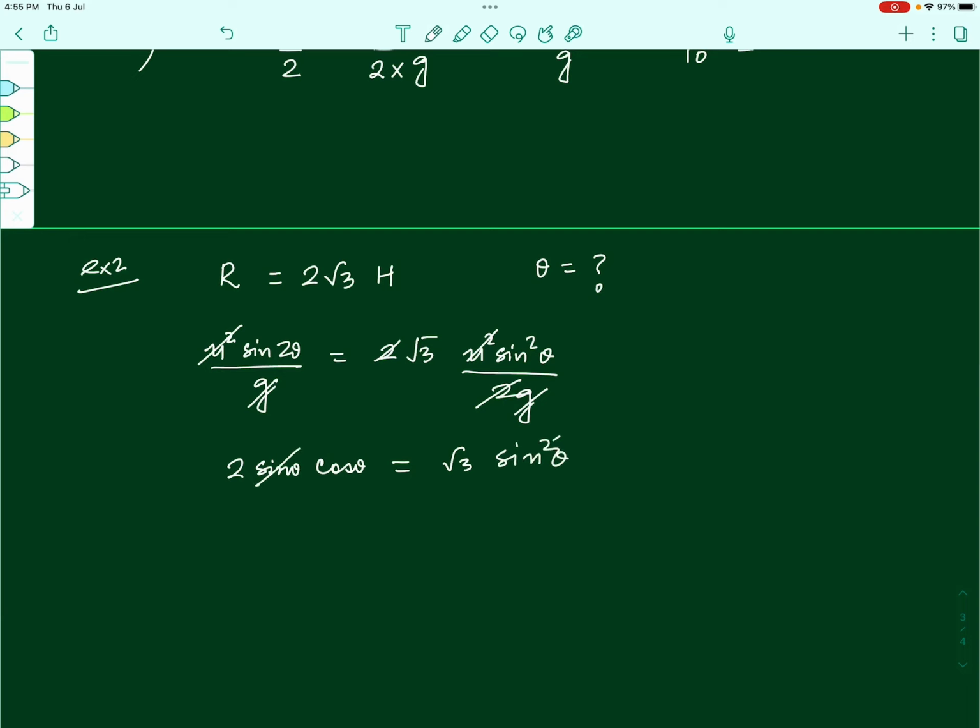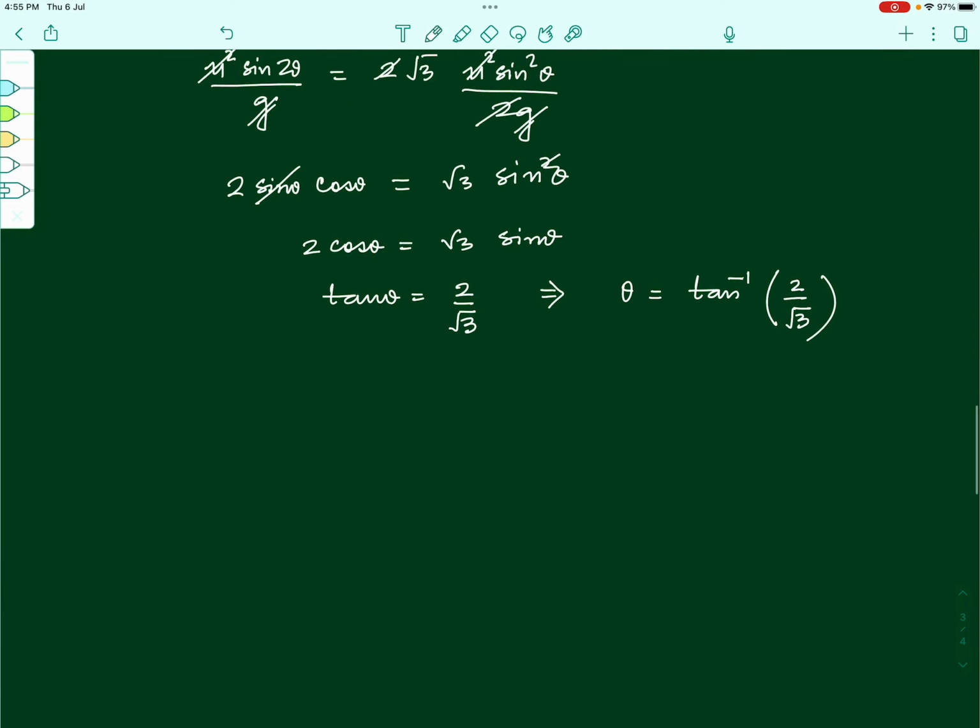One sine theta also cancels out, and we get 2 cos theta is equal to root 3 sine theta, which actually gives us tan theta, taking cos theta on the other side, is 2 by root 3. Now, since this is not a standard value of tan, we can write our answer here as theta is equal to tan inverse of 2 by root 3. This is how we can express the angle of projection in terms of tan. Okay, so this will be the final answer for this question. Let's take up one more example.